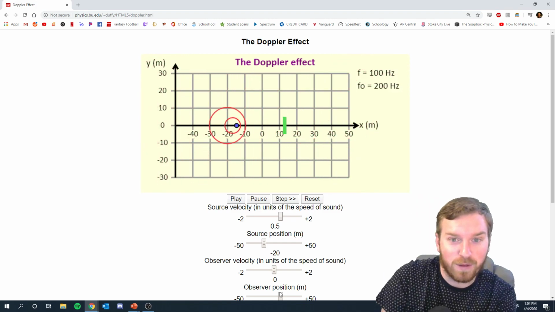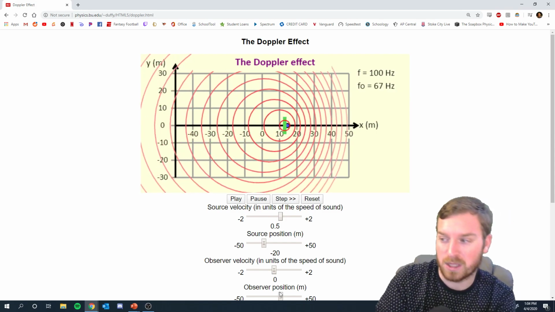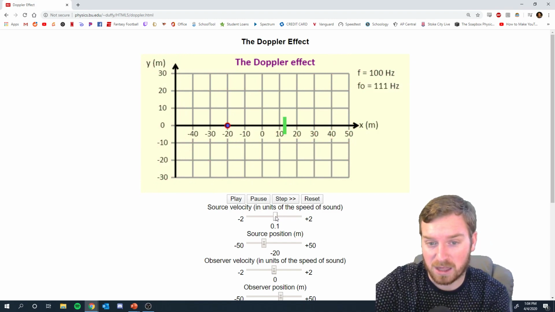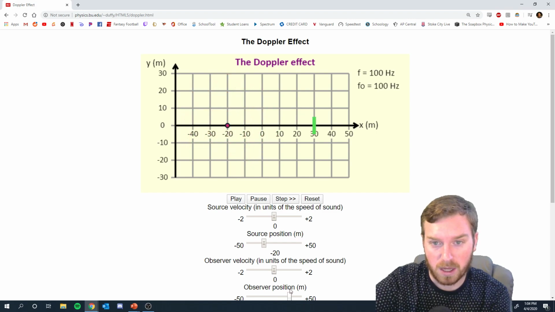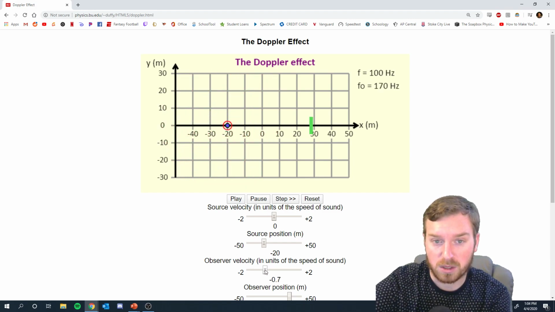That's the higher frequency. That's when it's moving towards you, and the ooow is the lower frequency when it's moving away from you. Now we can experience the same exact thing. Let's put that stationary, and let's move this guy back. But we can experience the same thing if we just move the observer towards him.